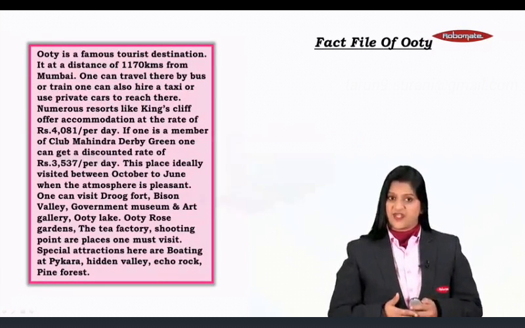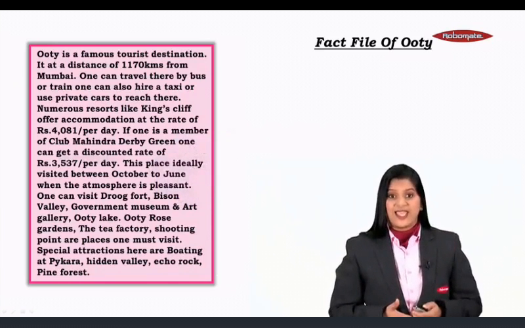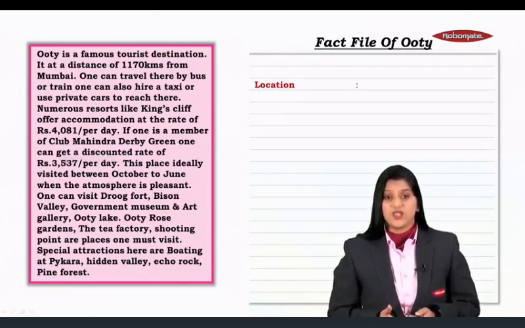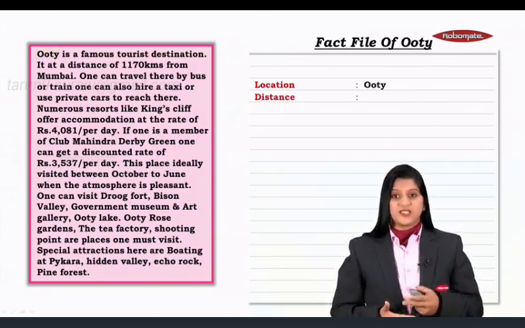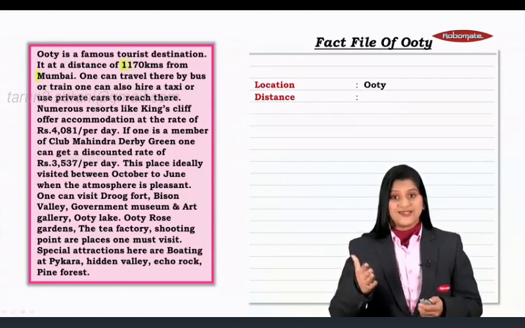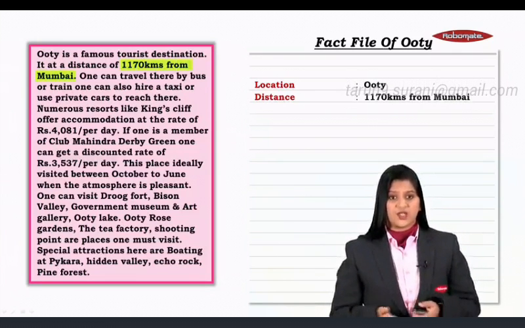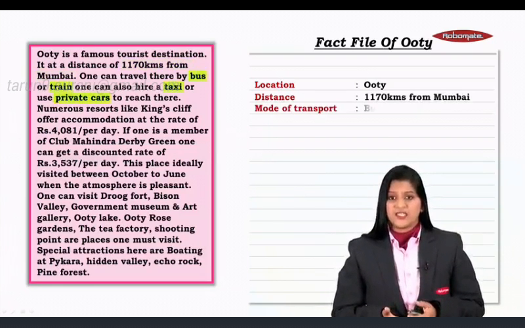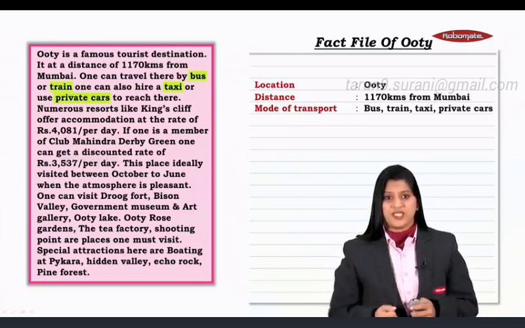Okay. Now, first of all, you should remember all the 8 points of the fact file. Give a heading, fact file of Ooty. Okay. Now, use those 8 points that we have just read and start collecting information. The first point was location. Which location are we talking about? Ooty. So, write Ooty. Then, see to it that you also deal with the distance. Distance in your paragraph is given as 1170 kilometers from Mumbai. The next is mode of transport, and again look for it in your paragraph. Mark the appropriate points and put them down.